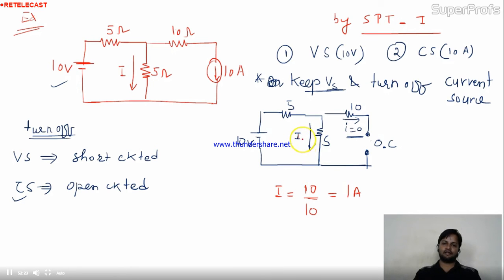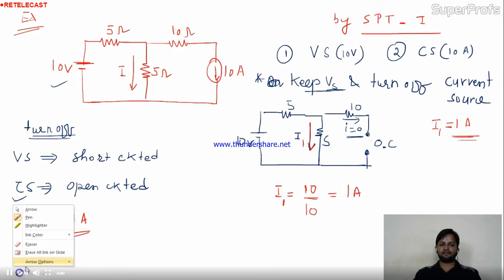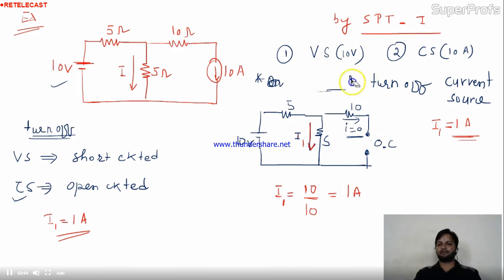This I'll give the name I1. So by Vs, you get the current I1 and that is 1 ampere. And what is the direction of this? Yes, this is the direction. Whatever you assume, in the same direction it is 1 ampere. You got I1 equal to 1 ampere. Now in the second step, we'll keep the current source and we'll remove the voltage source. In step 2, I have to erase this completely. Wait a minute.